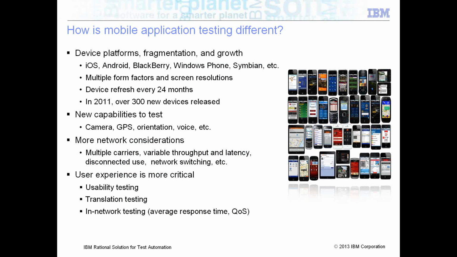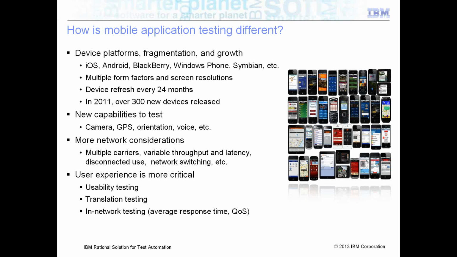I talked about different devices, and if you look at that fragmentation as well as growth, you have different types of devices, different kinds of mobile OS: iOS, Android, BlackBerry, Windows Phone, a lot more. And these devices refresh every 24 months, or that may be a little high, maybe every month, all those kinds of things. And there are a lot of new capabilities being built, and you need to test that: cameras, GPS, orientation, voice, locations, and everything.